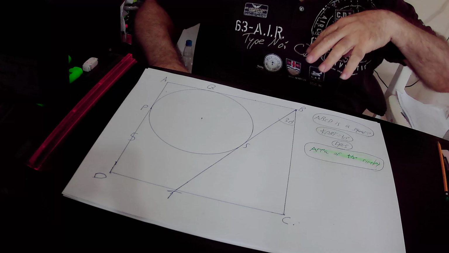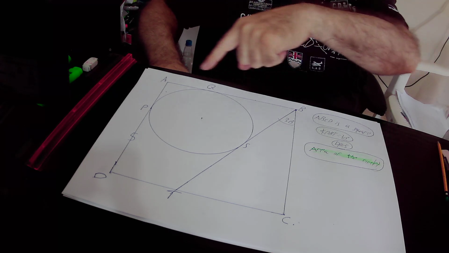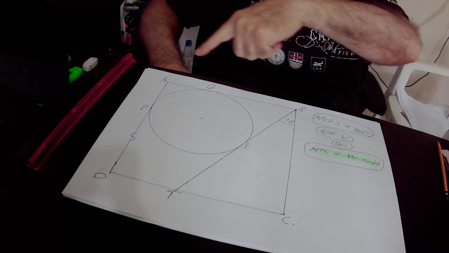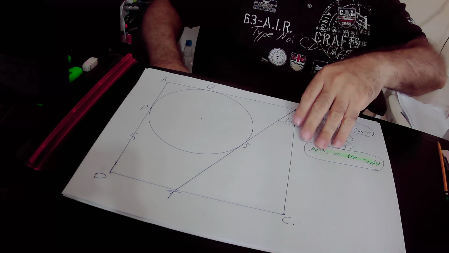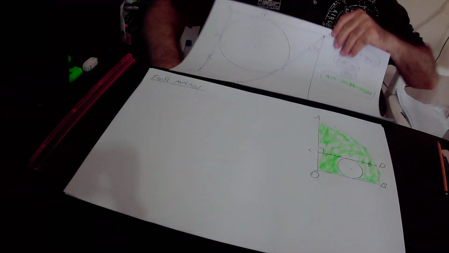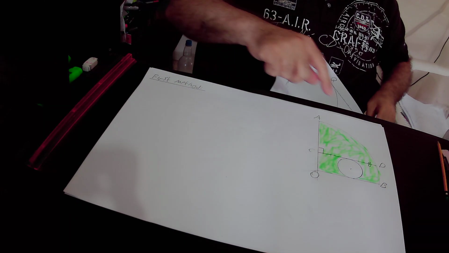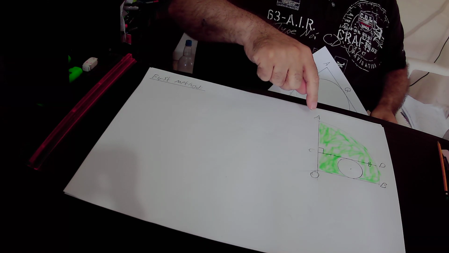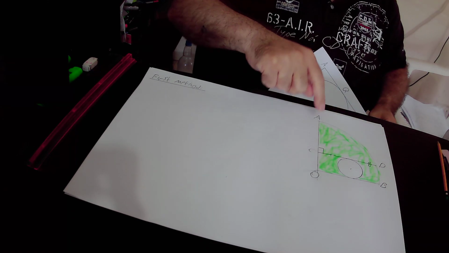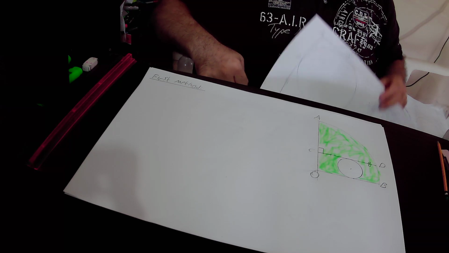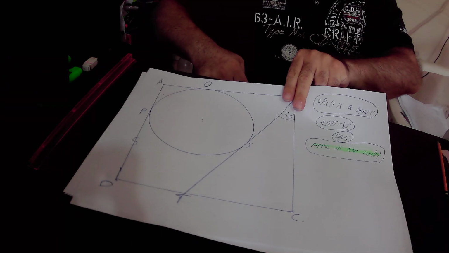In this lecture we'll answer two questions. In the first question, we find out the area of this circle that is inside square ABCD, and in the second question, we find out the green area that is actually inside a quarter circle. Okay, so we start with the first question.